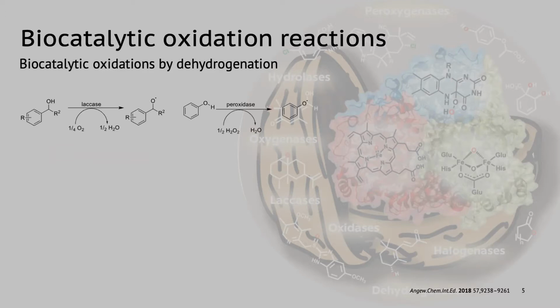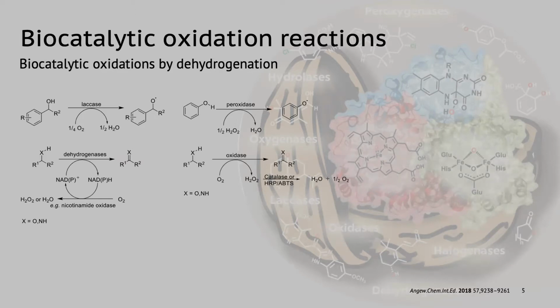Here you see laccases and peroxidases that catalyze hydrogen atom abstraction reactions, mostly on phenols, and this results in phenoxy radicals as primary products, and then they can react further. Alcohol dehydrogenases and imine reductases are often used in reductive processes, and oxidative applications are far less common. And then finally, oxidases catalyze electron transfer onto molecular oxygen, yielding either hydrogen peroxide or water.